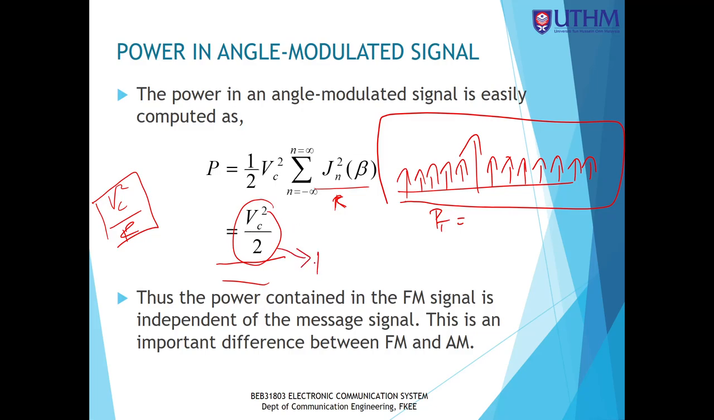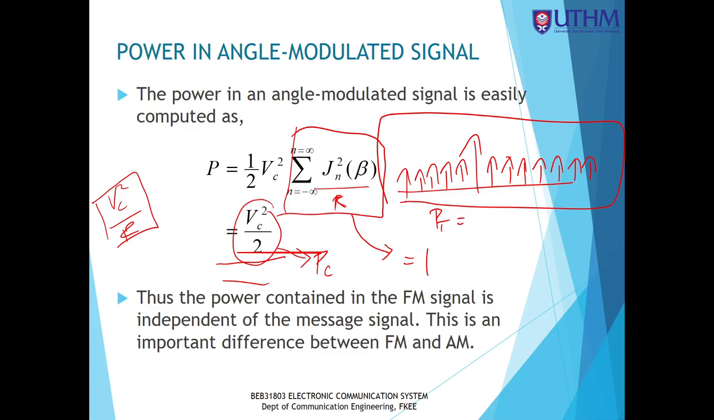So this is actually the power of the carrier. So where is this? Di manakah komponen ini? Where is this component? Suddenly disappear. It's not disappeared. Dia bukan hilang. So according to Bessel properties, it is said that the summation of J square from minus infinity to infinity is equal to 1. Okay, so this is a Bessel property. So Bessel said that summation of JN square from minus infinity to infinity is equal to 1.